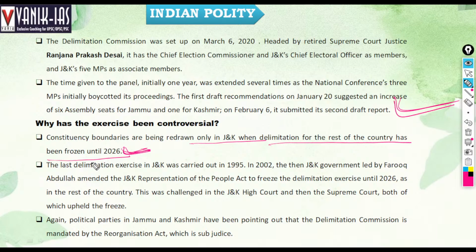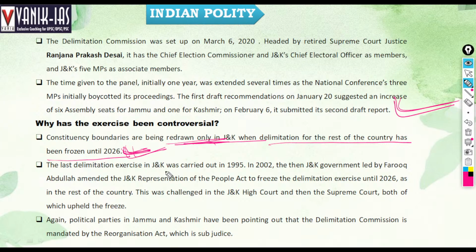This says that in the rest of the country, delimitation is frozen up to 2026. Why are you starting it only in Jammu and Kashmir? Why should there be some special treatment in Jammu and Kashmir? Why such a series of reforms in Jammu and Kashmir?